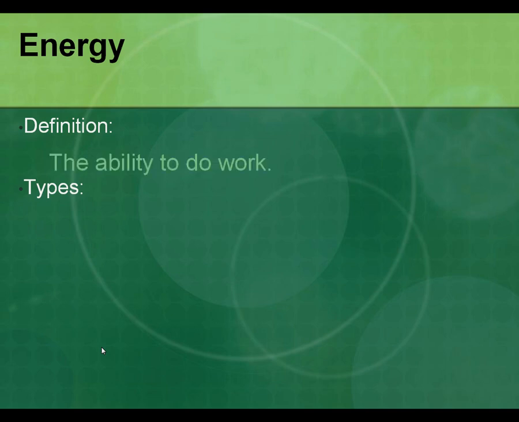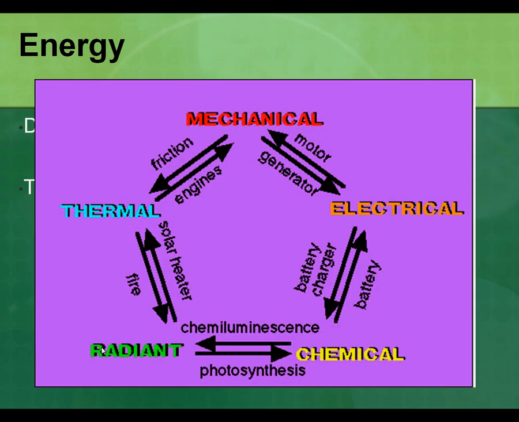There are several types of energy, and I'm just going to briefly put this up. You're not tested on the different types of energy, but I thought it might kind of bring things together for you, give you a big picture. There are 5 major types of energy. Mechanical, that's anything dealing with movement.